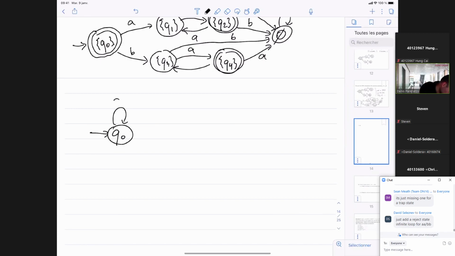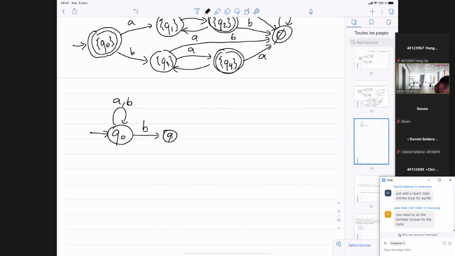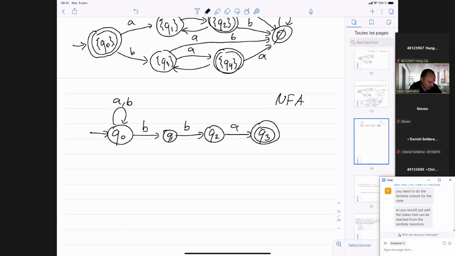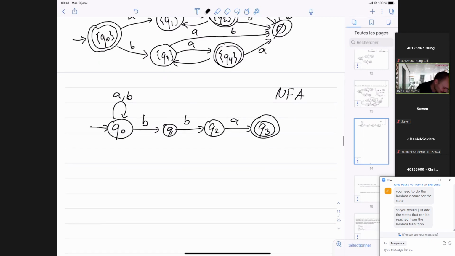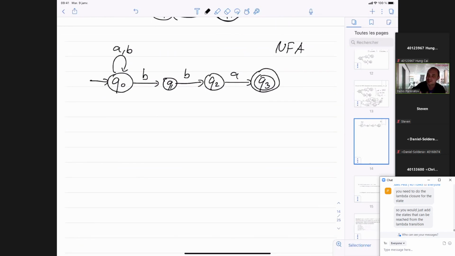So for instance, you might have Q1, Q2, Q3. So something like this. So this is your NFA, and it essentially consists of all strings that end in BBA. So now here, we would create some states which are labeled by multiple states from the original NFA.